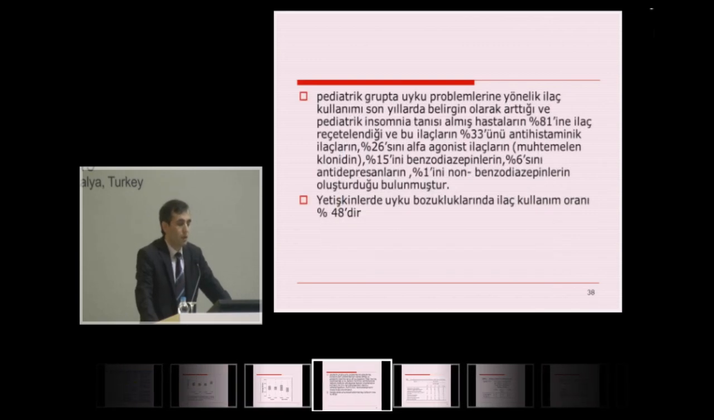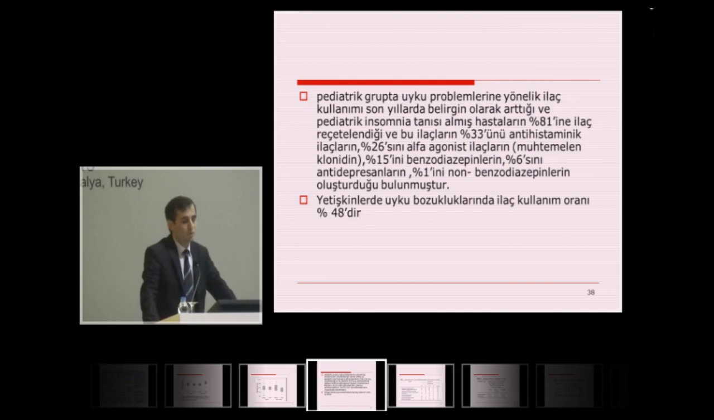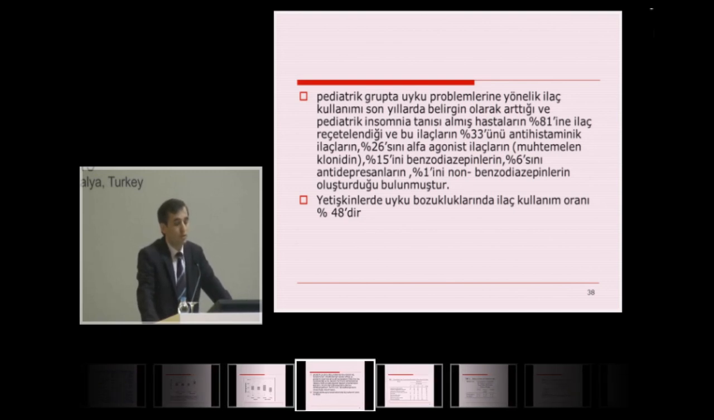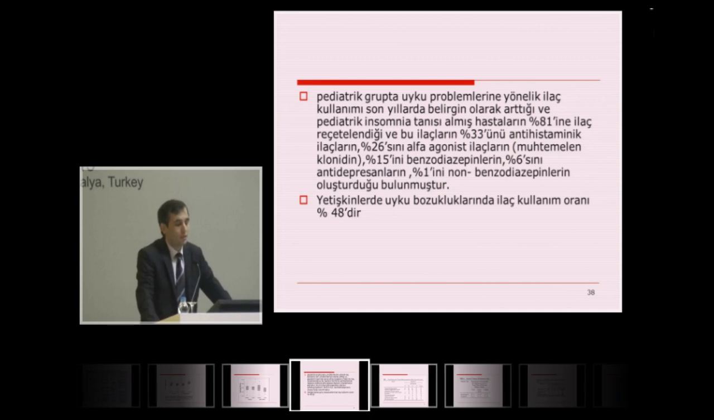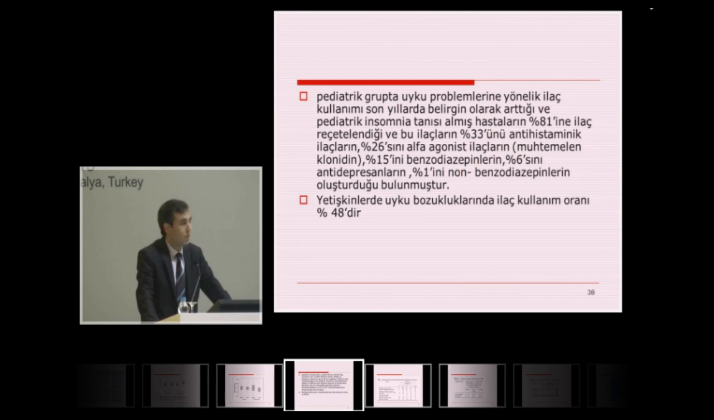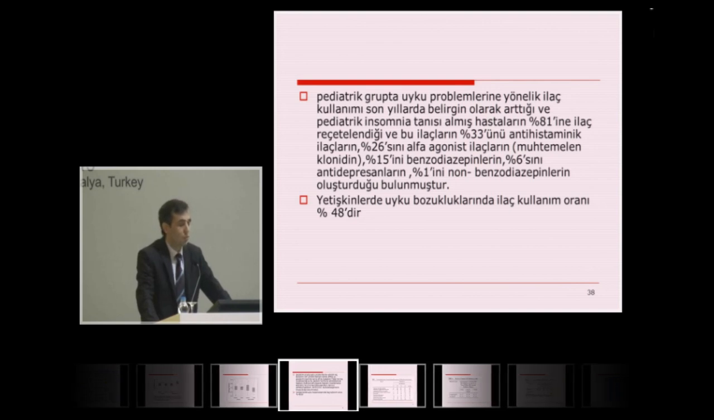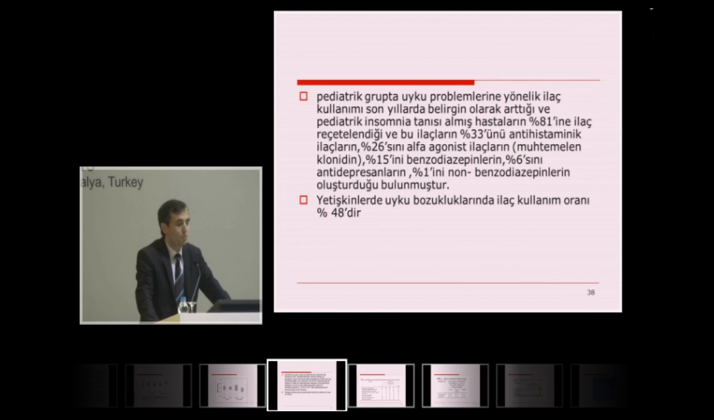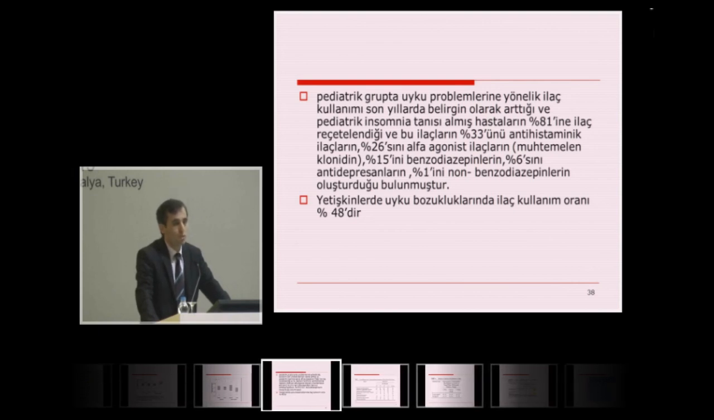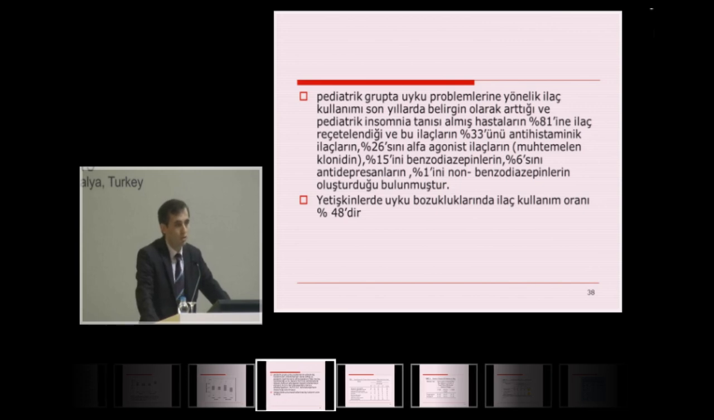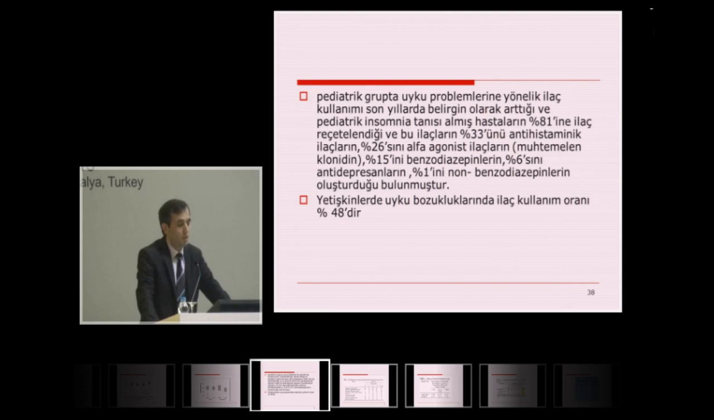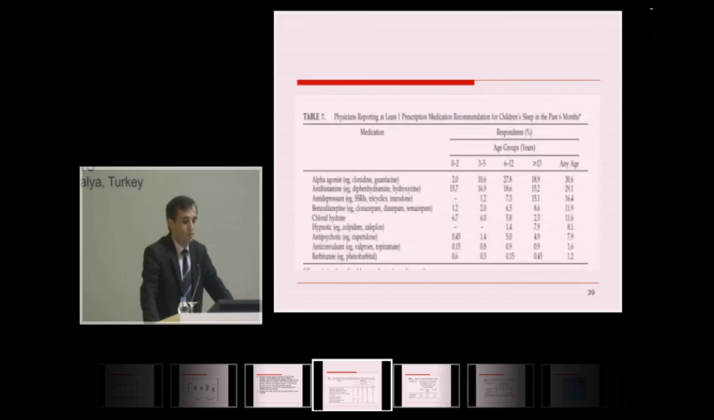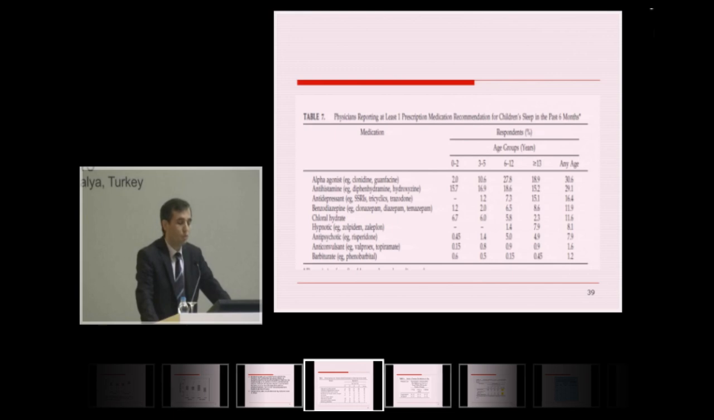And then the frequency of awakening during nighttime is decreased. In the pediatric group, there is an increase in prescription for sleep disorders, and 81% of those patients that have pediatric insomnia are prescribed a drug, and 33% are antihistaminics, 26% alpha-agonists, probably clonidine, 15% benzodiazepines, 6% antidepressants, and 1% non-benzodiazepines, and 48% is the rate of prescription for adults.